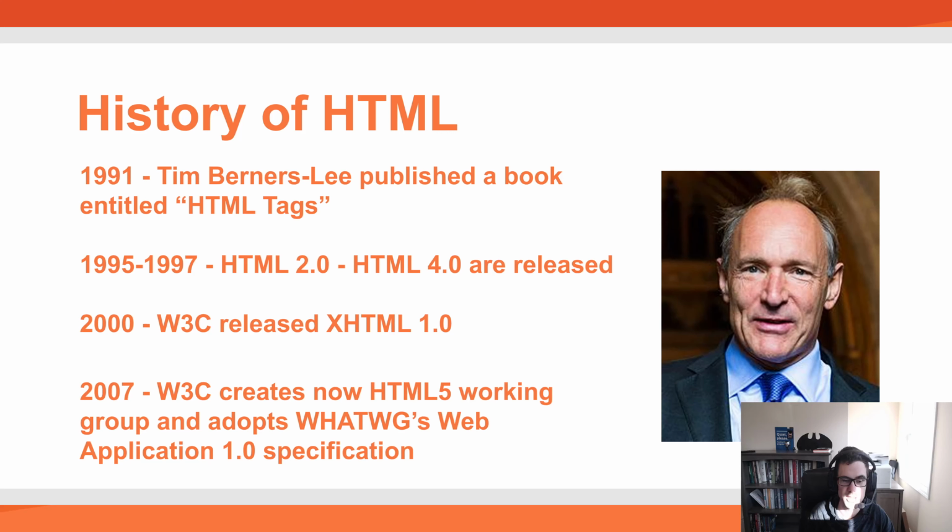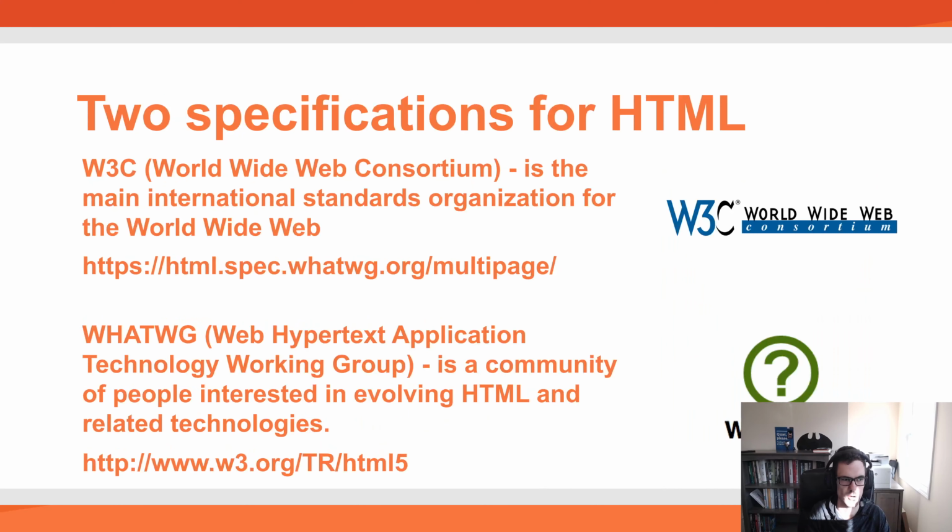2007, W3C again creates the HTML5 working group and adopts the WhatWG's Web Application 1.0 specification. And that's exactly what HTML5 is. It's a web specification. HTML5 might be 5 point something, whatever we're on. That is the current establishment of HTML. So if someone was to ask, you learned HTML5 in this course as a general rule. Okay, so that's pretty important as well.